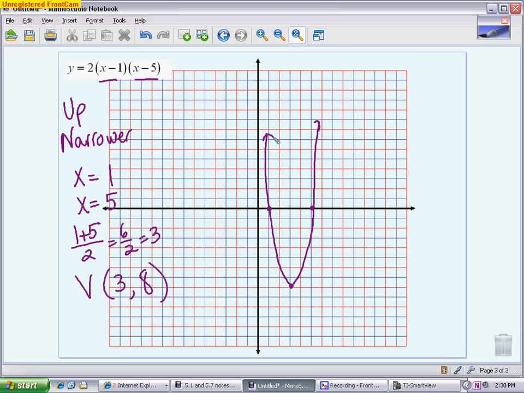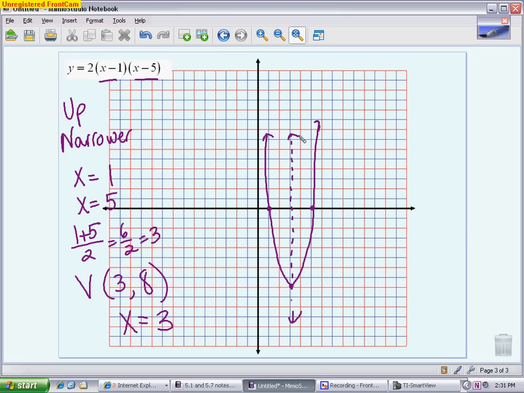Finally, my axis of symmetry is always x equals whatever the x value is in the vertex. In this case, it's x equals 3. Make sure you don't just write the number 3. You have to write x equals because that tells you that it's a line. x equals 3 is a vertical line. If you want to see what it looks like on your graph, it is this line right here that splits the parabola into two equal pieces.